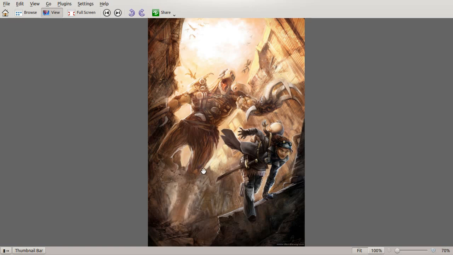Another thing that gives this image a lot of dynamics is the lot of diagonal lines that are used. You've got diagonal lines in perspective all over the place.